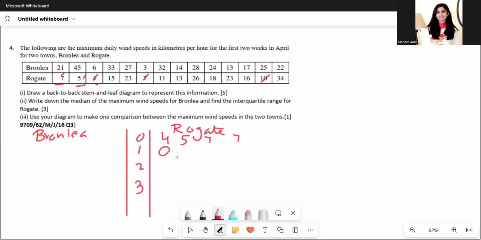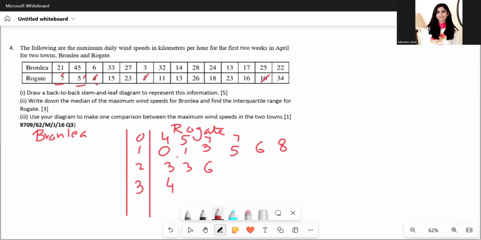Okay, then we have 11. So a 1. Then 13, so a 3. Then a 15, so a 5. Then 16, so a 6. And then 18, so an 8. In the 20s range, I have 23 twice, so 3 and 3, and then 26, so 6. And then in 30s, we have 34 only, and that's it.